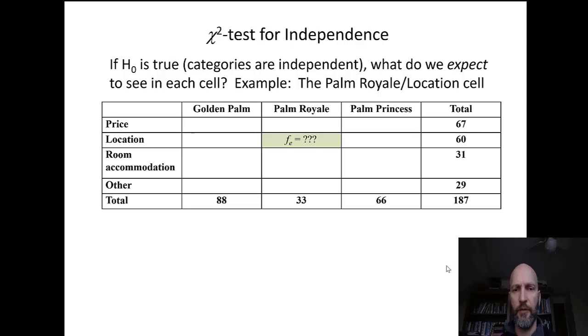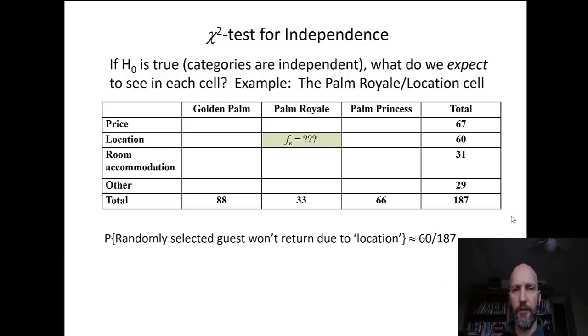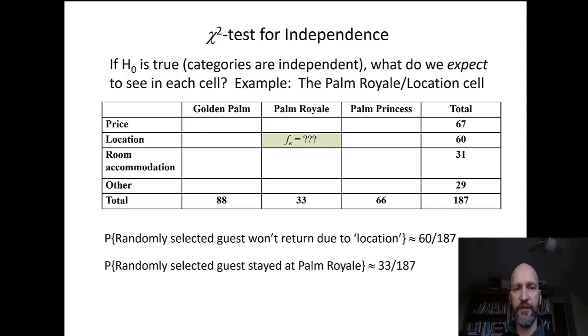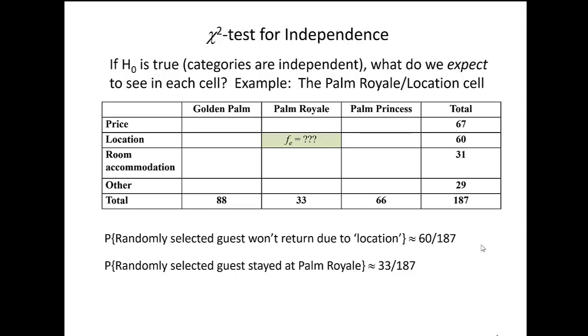So let's focus on the highlighted cell, location, and Palm Royale Hotel. And if we were to randomly select one of the hotel guests and say what's the probability that they won't return due to the location, all we'd have to do is go over here and say we got 60 that said they wouldn't return due to location. Divide that by 187. Similarly, we could find the probability that someone randomly selected stayed at the Palm Royale, and that's going to be 33 divided by 187. So there's 33 here, divide that by 187.